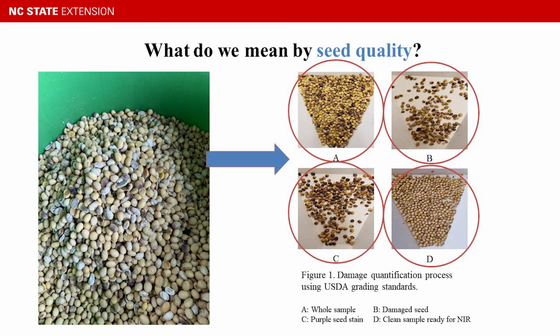We'll weigh it, just like they did at the elevator. We'll pull out the seed with purple seed stain. We'll weigh it and quantify it. And so we have a good pulse on how these production practices and these maturity groups are influencing seed quality.